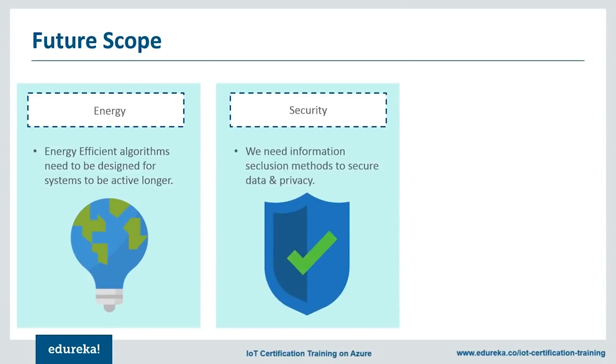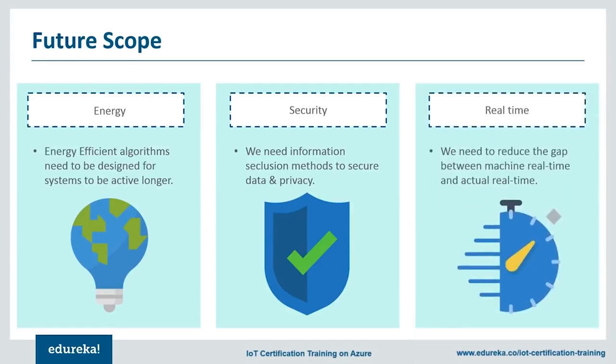Like any other advancement in technology, even in IoT, security is a standout issue. This issue keeps getting bigger with more and more devices being connected to one another. We need information seclusion methods to benefit end clients and secure their data and privacy. Now, it will be really tough to implement the anytime concept of IoT in reality. But this needs continuous work, and the closest we can get to this is only by reducing the complexity of each existing real-time system. We need continuous work to reduce the gap between near real time and actual real time.